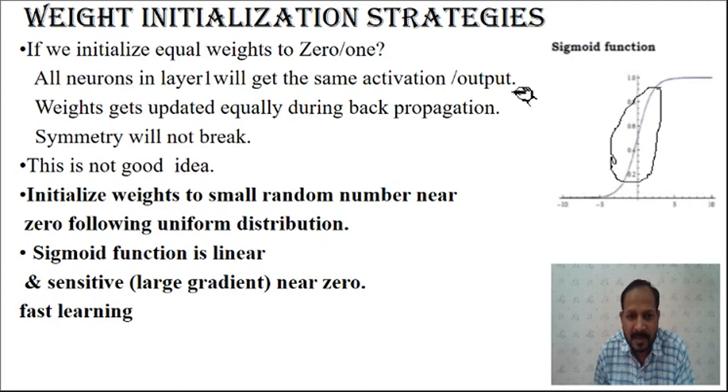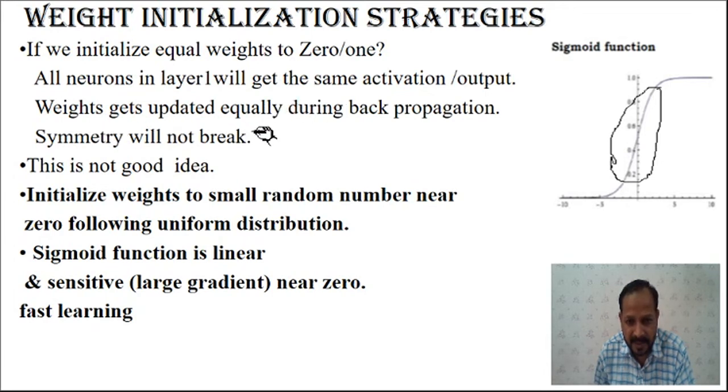So what should be the proper strategy for initialization of the weights? All the neurons in layer 1 will get the same activation output if you initialize with equal values, or 0 values, or 1 values as weights. In that case, all the neurons in the first hidden layer will get the same output, because the weights are equal to 0 or 1, so the net output will be equal, and because of that there will not be any gradient.